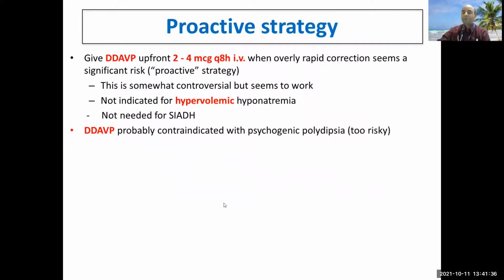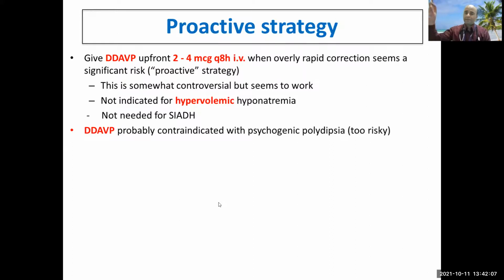Proactive strategy. What do we mean by proactive? Proactive DDVB means prophylactic DDVB. Upfront, you should keep this beside your patient, or you can start it from the start if your patient is high risk for overcorrection, especially a hypovolemic patient or a patient with high risk factors for osmotic demyelination syndrome. I can start it, for example, in a patient with severe hyponatremia and alcoholism, cirrhosis, malnutrition, hypokalemia.